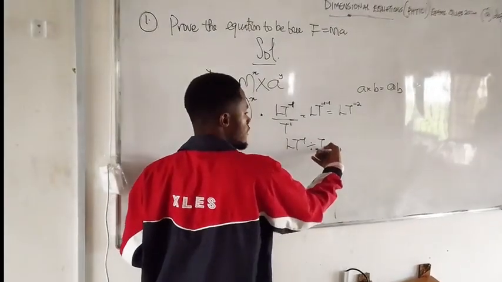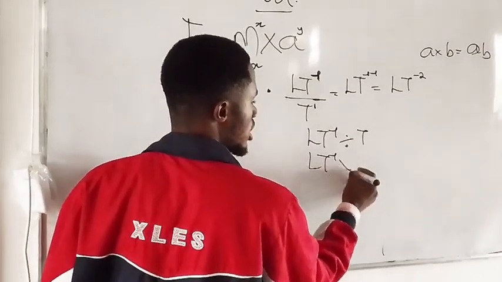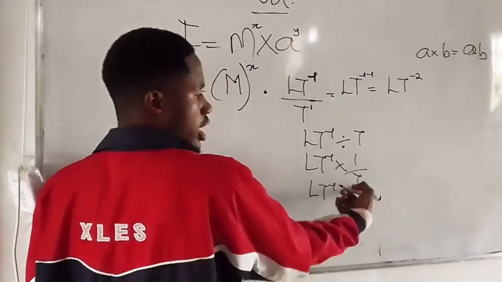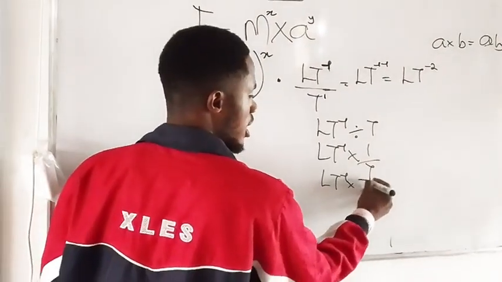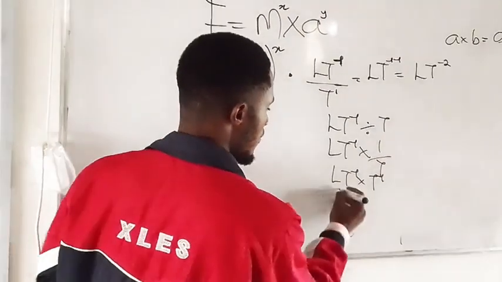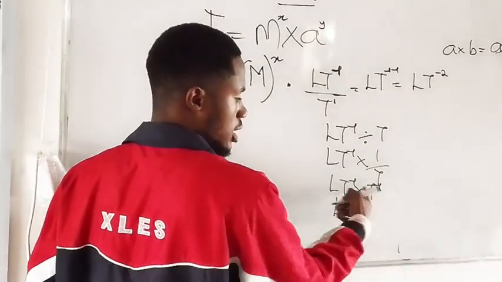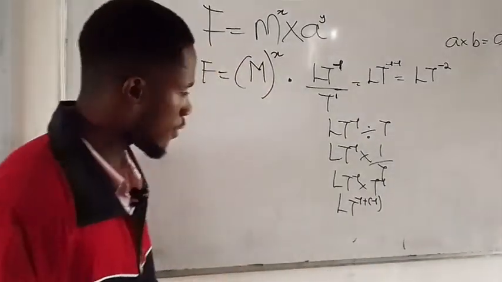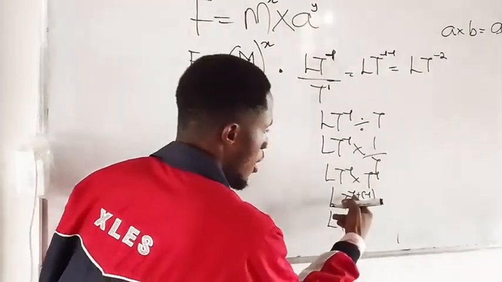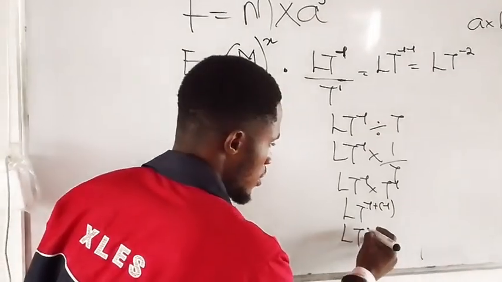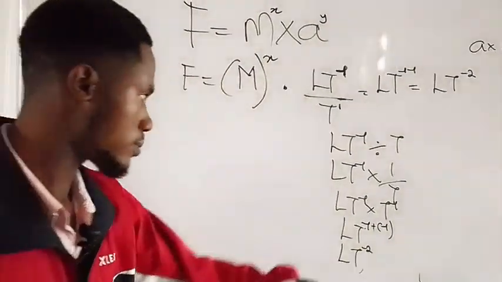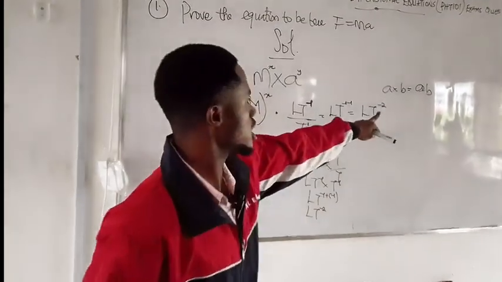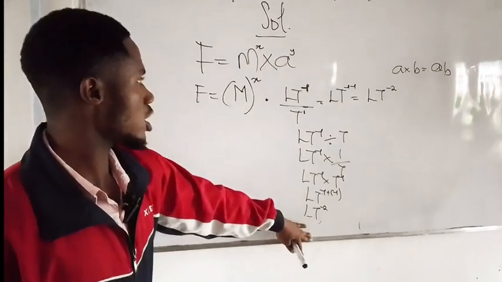If you don't want to use this method, you can simply say LT minus 1 divided by T. If I convert the sign here, I have LT minus 1 times 1 all over T. If I invert this, I'll have times minus 1. And I have LT, pick one of the T, add the powers. I have minus 1 plus minus 1, and from here, I have LT, minus 1 plus minus 1 will give me minus 2. So it's practically the same thing, but you can use this for your CBT, use this for your second semester.